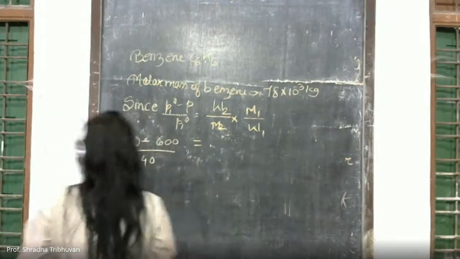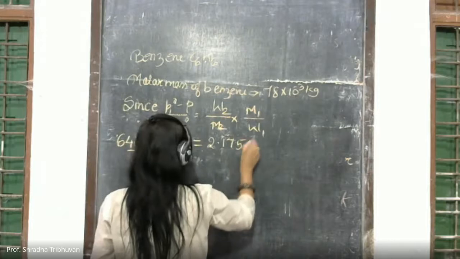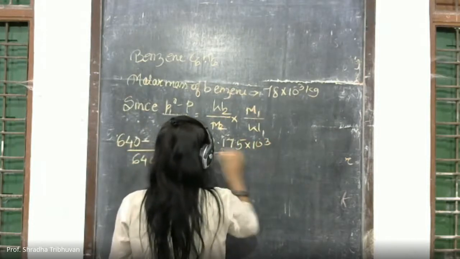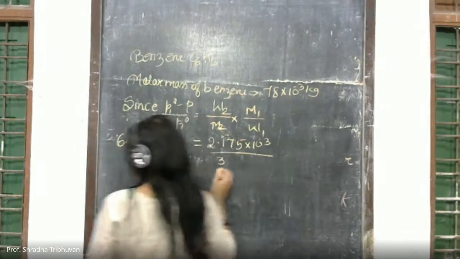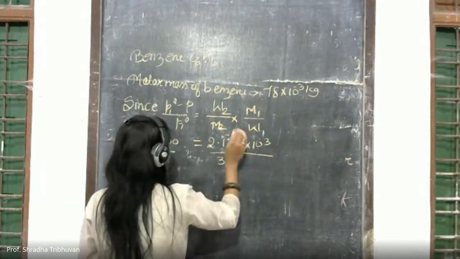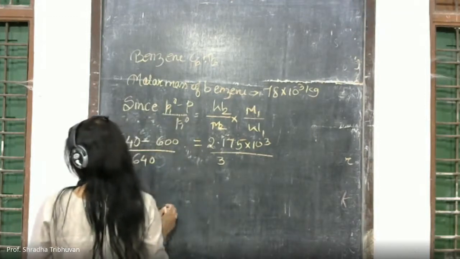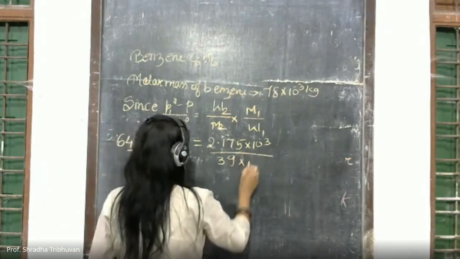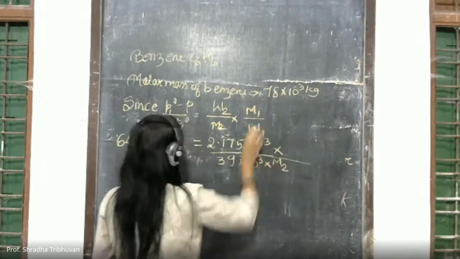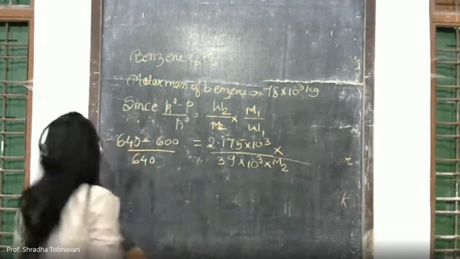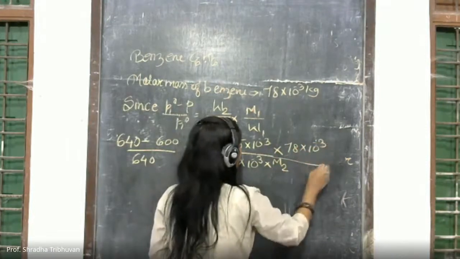Now you have to calculate the value. W2, the mass of solute, is given as 2.175 into 10 raised to minus 3, divided by M2, which you have to calculate. W1, the mass of benzene, is 39 into 10 raised to minus 3, and M1, the molar mass of benzene, is 78 into 10 raised to minus 3.